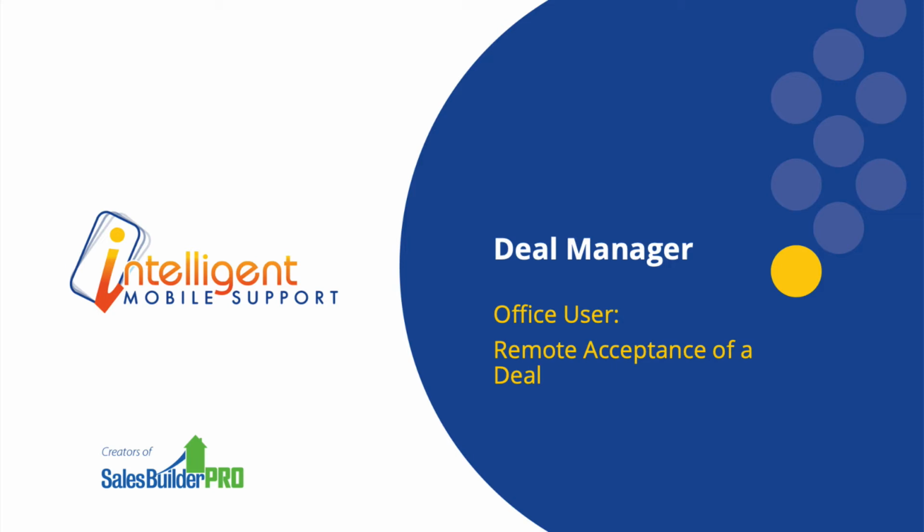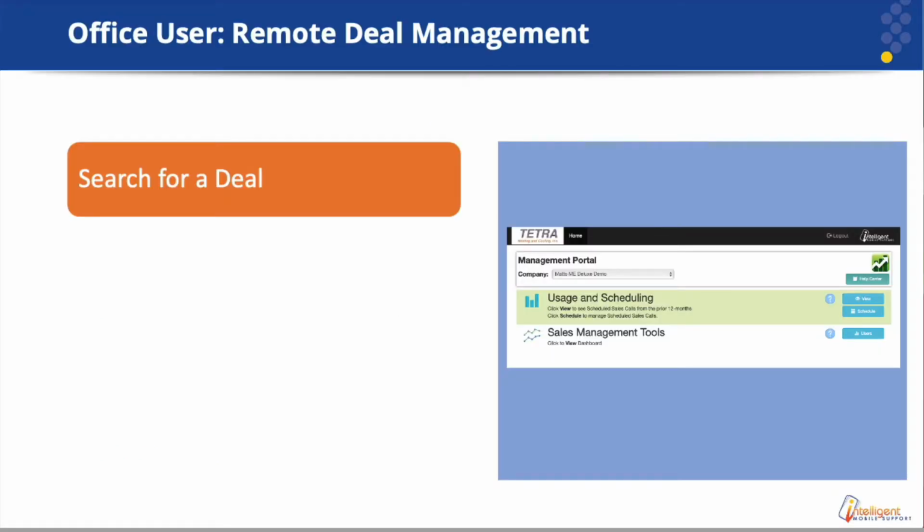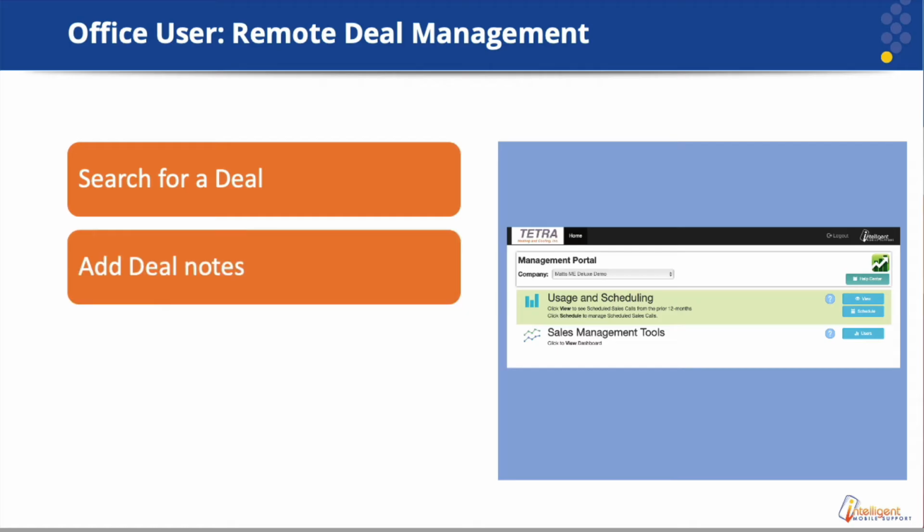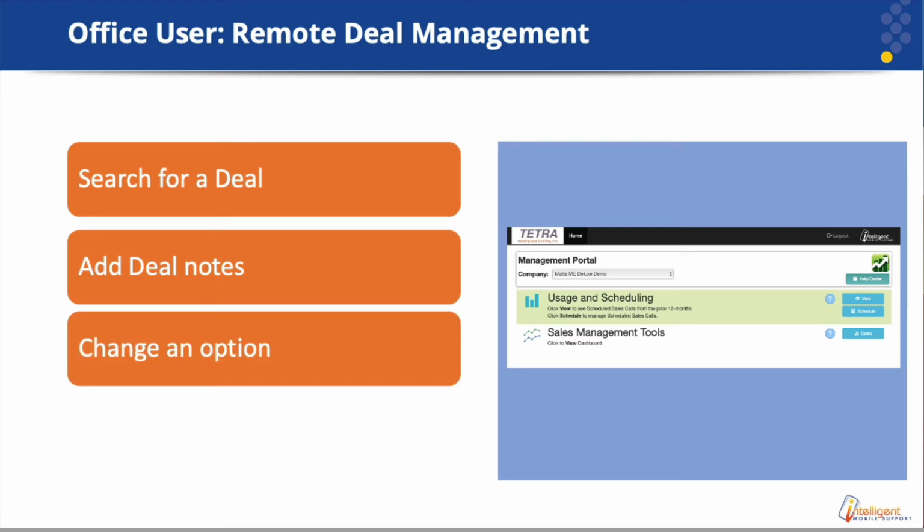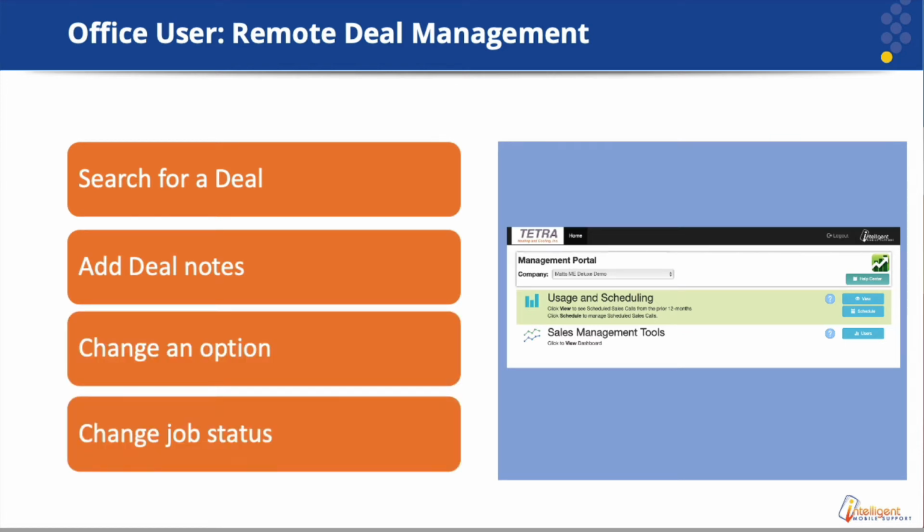In this scenario, our kitchen customer has called into the office and verbally agreed to accept the proposal presented by June Getzinger. I will demonstrate how a desktop user with Sales Management Tools access can search for a deal, add deal notes, change the option selected, and change the job status to accepted.